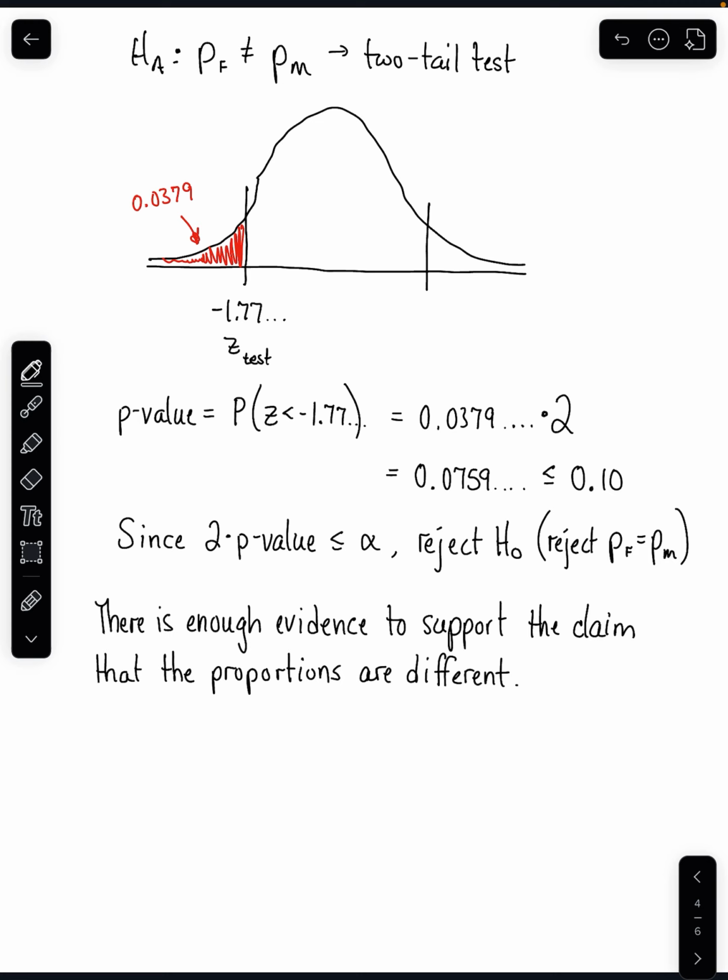However, I would like to point out that this is not a very large difference between the p-value and alpha. If alpha had been 0.05, we would have made a different decision. So while the proportions were different, they weren't dramatically different from each other. A different value of alpha could have easily changed our decision.